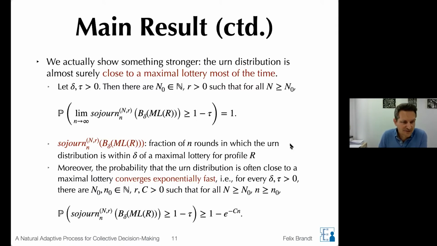Or intuitively speaking, the probability that the earned distribution is often close to a maximal lottery converges exponentially fast. And for this, we have these delta and tau as before, but now we also have a lower bound on the number of rounds and some constant c, such that the sojourn time for some finite number of rounds n is at least the threshold 1 minus tau, with a probability that increases exponentially as the number of rounds increases. Okay, so those were 3 related formal statements about the earn process.